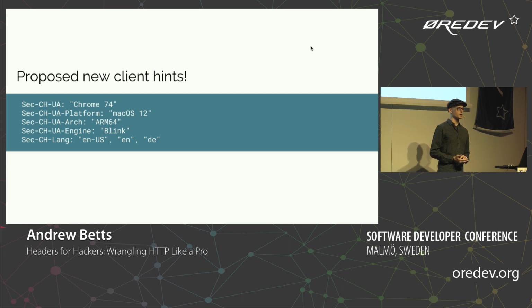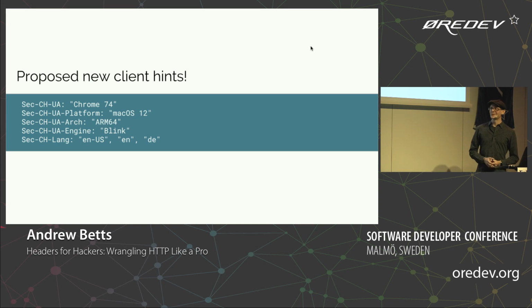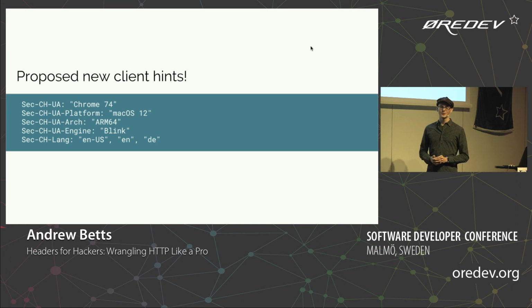There are many new client hints that are being proposed. This is a proposal from Mike West at Google to rethink the user agent header, which is probably a good idea. So instead of the browser identifying itself as Mozilla, followed by a string containing the names of almost all of its competitors, you will have a series of headers that divide the user agent into a number of discrete tokens. So, for example, the UA will just be the primary identifier for that browser and the major version, platform, architecture, engine. Also, things like accept language.